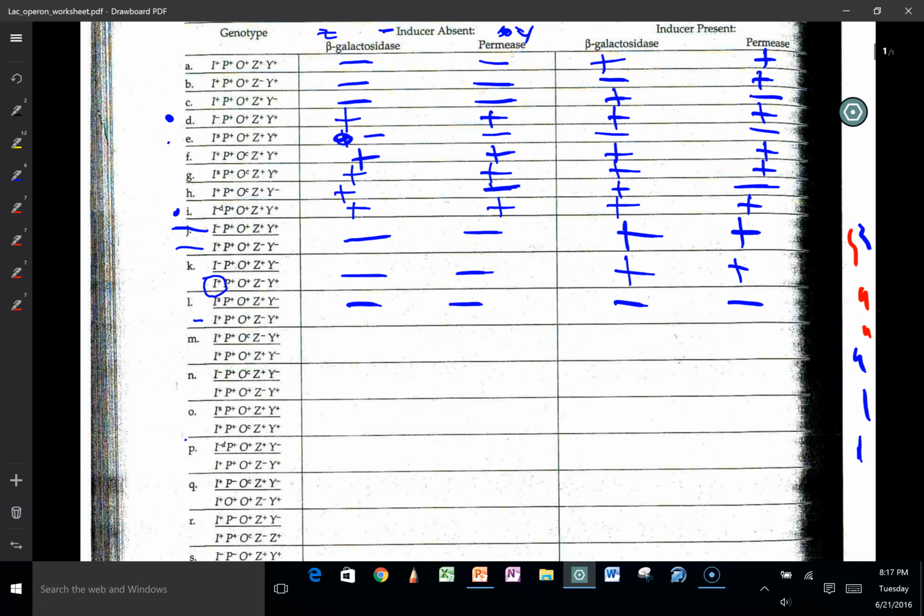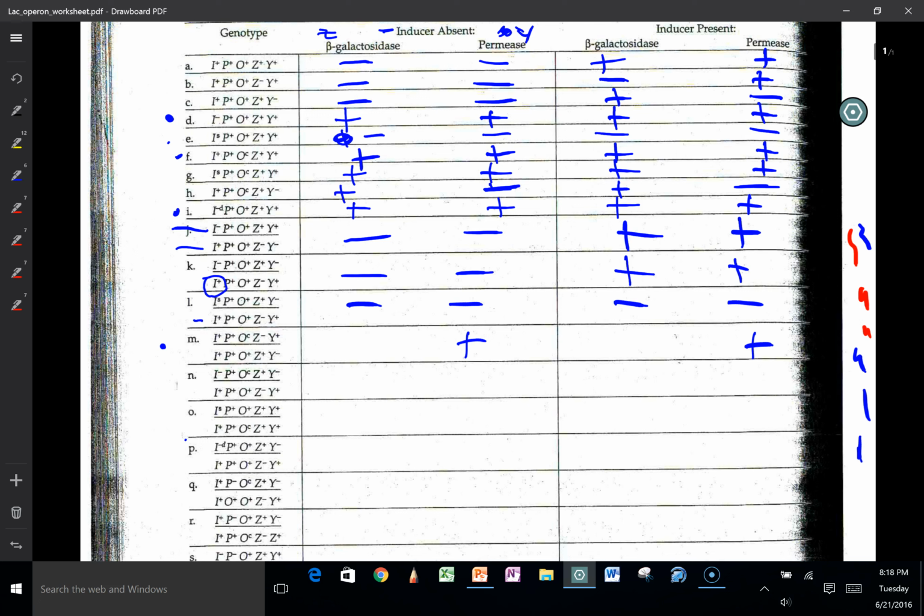Letter M, we got a constitutive mutant on top, and it's connected to y plus. Got a normal operator on the bottom, and it's connected to z plus. If the operator could act in trans, then maybe the OC mutant would affect both y and z. Or maybe the O plus would affect both y and z. But what happens with the operator is that the OC operator controls y, so y is always on, because up here we saw that the phenotype of OC was always on.